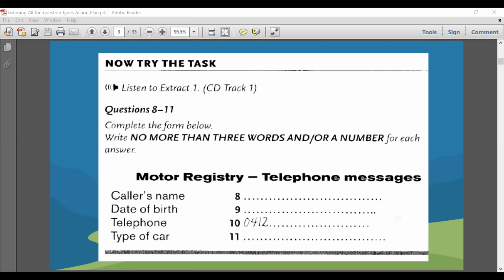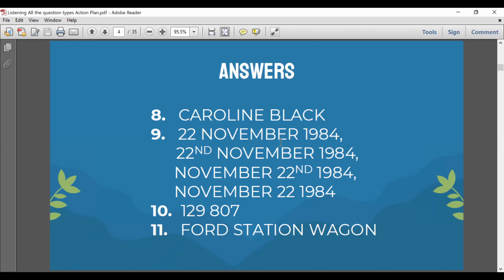Deepak ji, your spelling of wagon is wrong. That shows that you are committing mistakes in spellings. So this is going to be your answer, students. This is your answer. It is Ford station wagon. Okay. Now tell me who has got these answers correct. These are your answers in front of your screen. You need to check your answers against these answers.